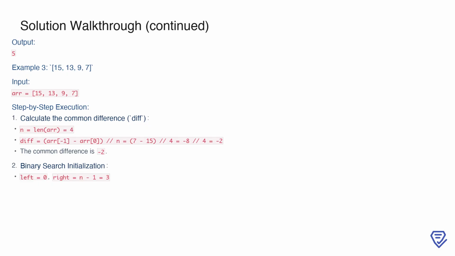We calculate diff as arr[n-1] minus arr[0], divided by n, which equals (7 - 15) / 4, which is -8 / 4, equals -2. The common difference is -2. We then initialize the binary search variables, setting left to 0 and right to n-1, which is 3. The binary search process will help us find the missing number in this sequence.